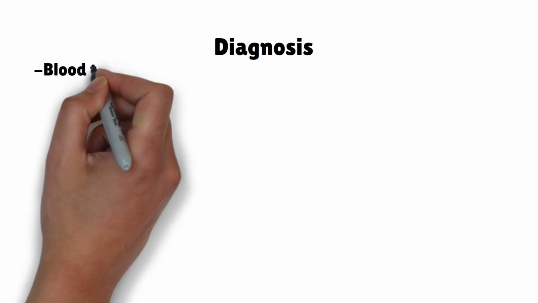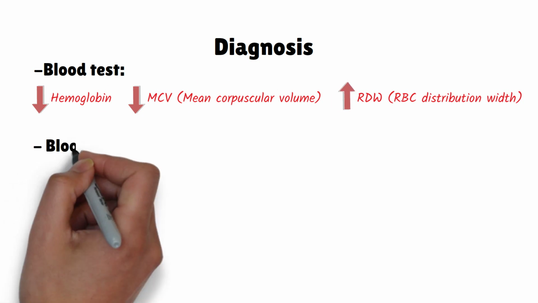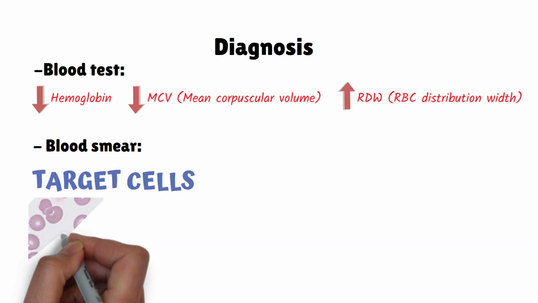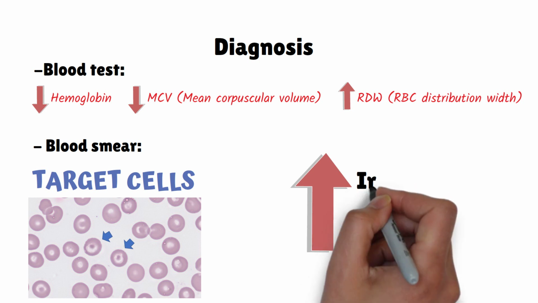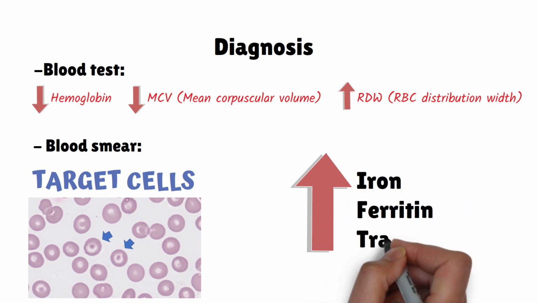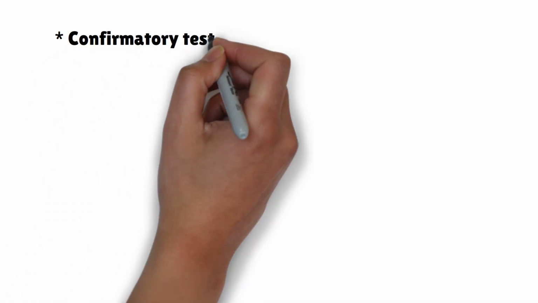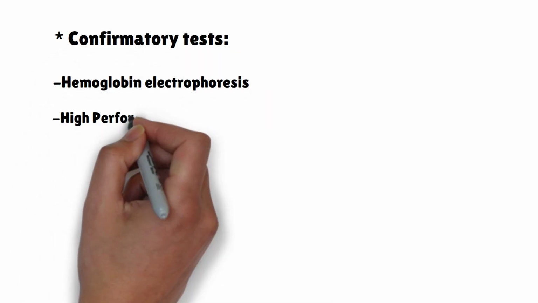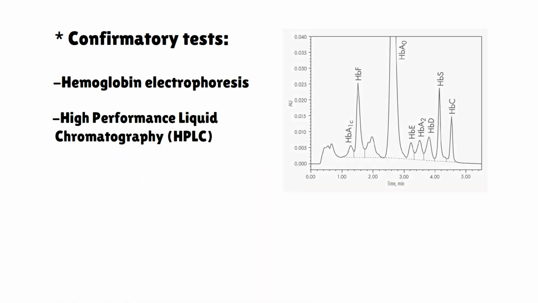Thalassemia can be diagnosed by a blood test showing a low level of hemoglobin, a low mean corpuscular volume, and a high red blood cell distribution width. A blood smear shows target cells that are microcytic and hypochromic, and labs show high levels of iron, ferritin, and transferrin. You can confirm the diagnosis by a hemoglobin electrophoresis or a high-performance liquid chromatography, as this will show the levels of different types of hemoglobin in your blood.